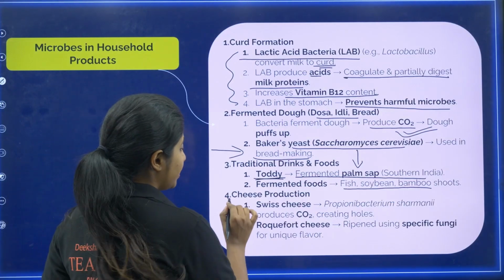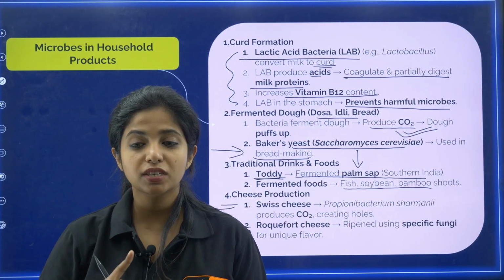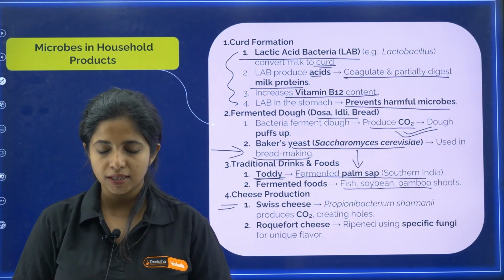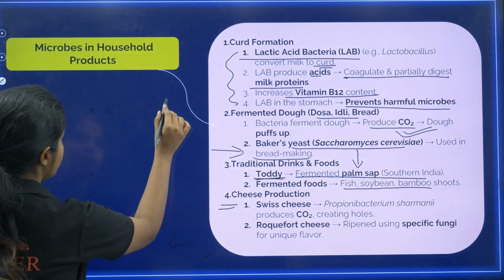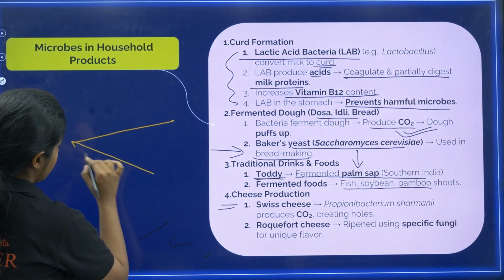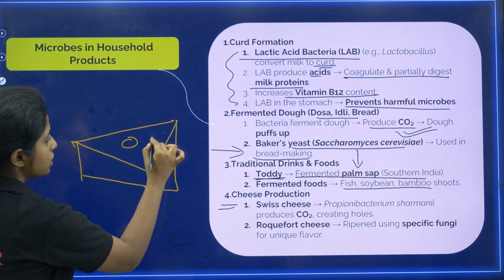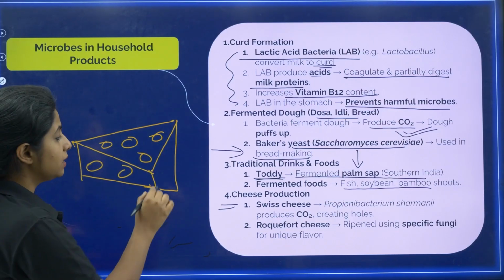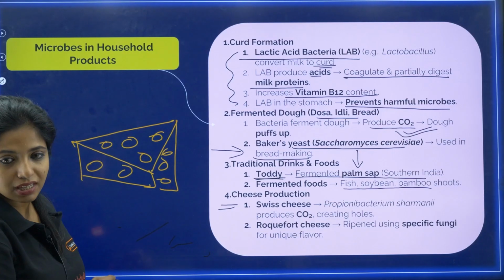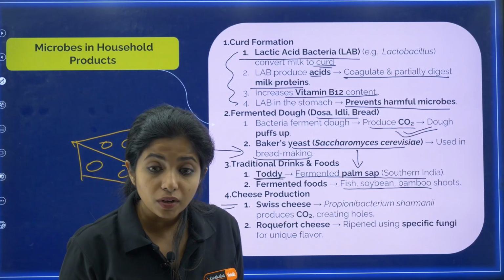Now, the fourth thing is cheese production. There are two examples given in the book. One is Swiss cheese and the other one is Roquefort cheese. Now Swiss cheese is the one that Jerry used to carry away, trying to escape Tom. So basically this cheese, my dear children, is Swiss cheese, and as you can see, it has big holes. It has big holes. And why are there big holes?